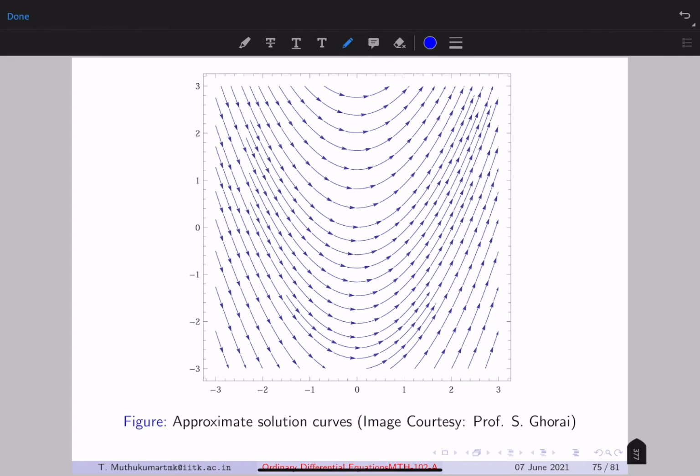Okay, so I hope you understand. Now you take various examples and try plotting. As I said, this is useful in cases where you cannot really get exact solutions, and using this, you have a good guess of how your family of solutions looks, right? Okay.